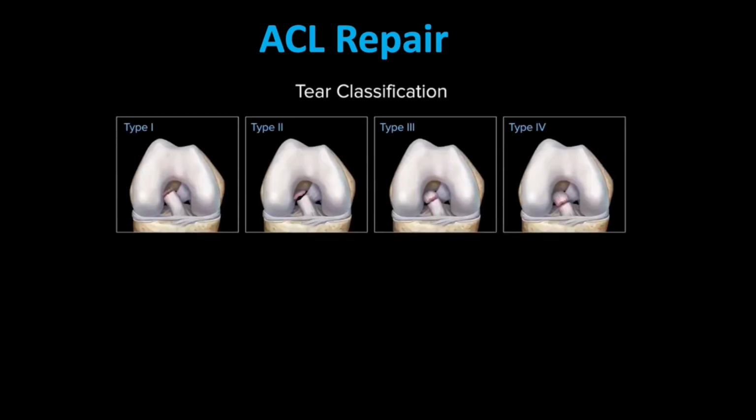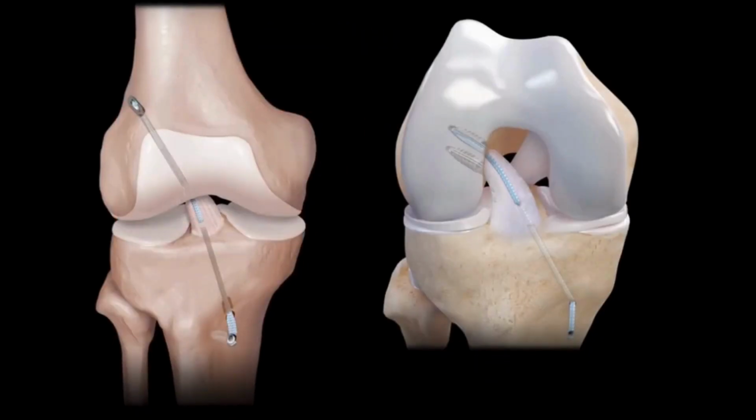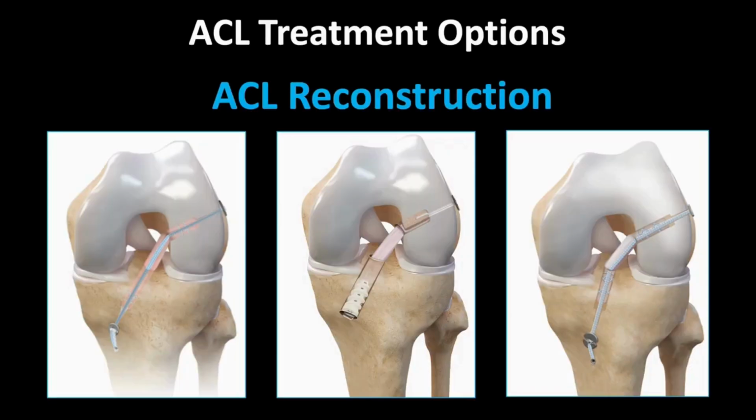In some instances, the ACL tears right off the bone where it attaches to. For the right tear patterns, sometimes repairing the patient's own ligament back to the bone and augmenting the repair with a strong suture is a surgical option. During ACL repair, no tissue is taken from the knee, and no large sockets are drilled into the bones. In many instances, the ligament cannot be repaired.